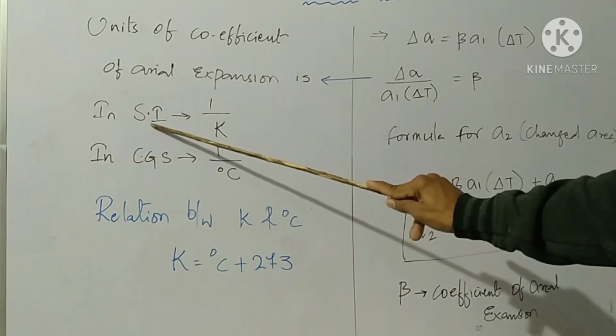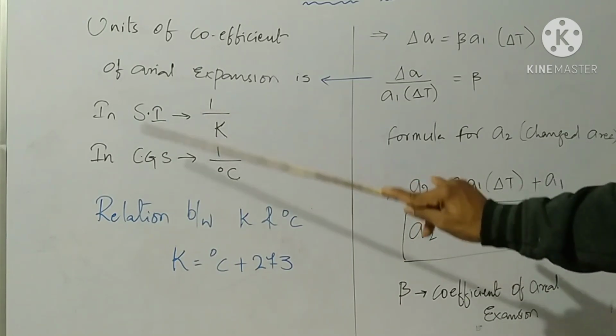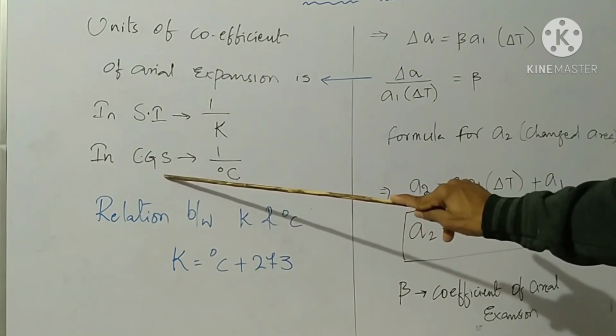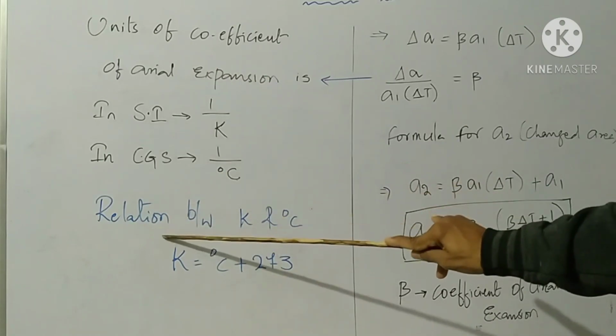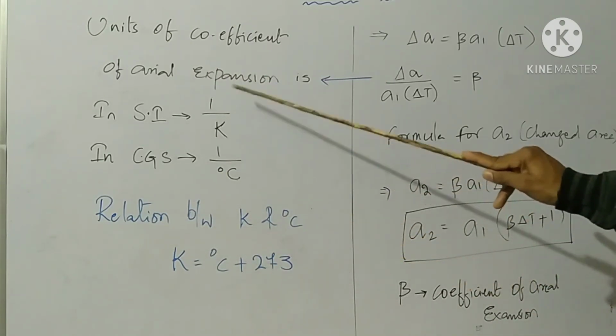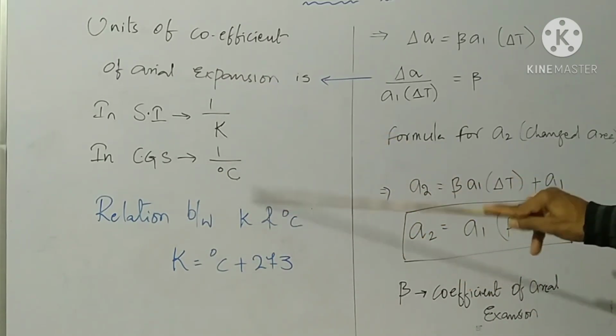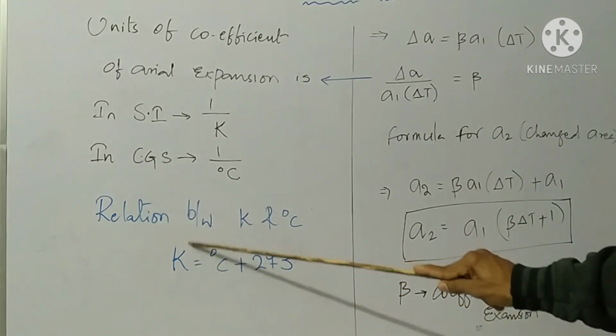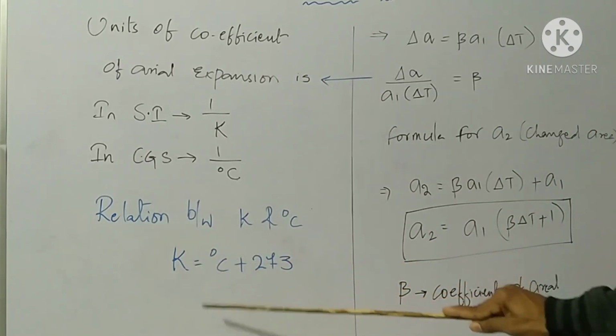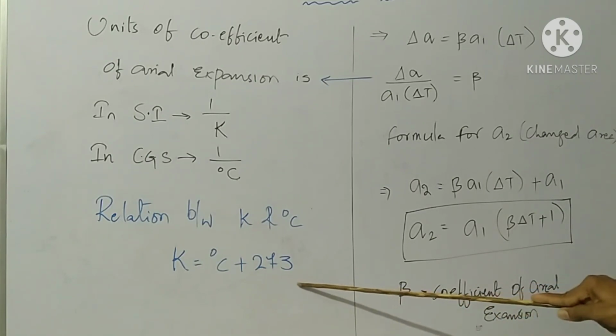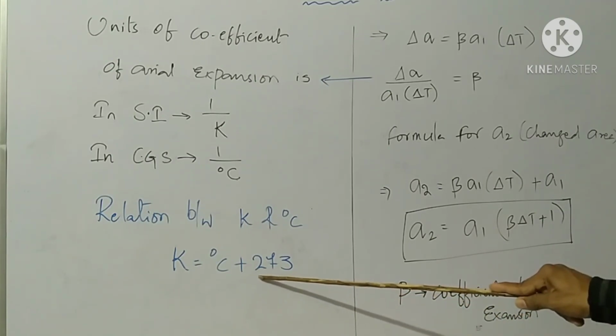Here SI means standard international, and CGS means centigrade gram second. So the relation between degrees Kelvin and degrees centigrade is: temperature in Kelvin is equal to degree centigrade plus 273. This is a constant number.